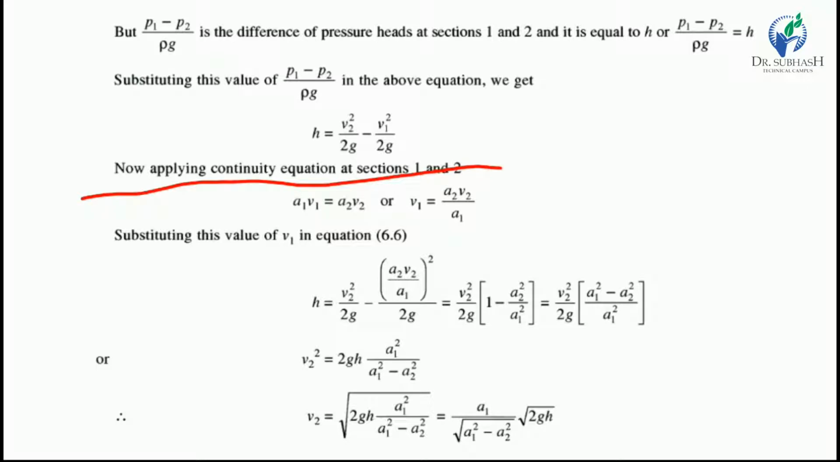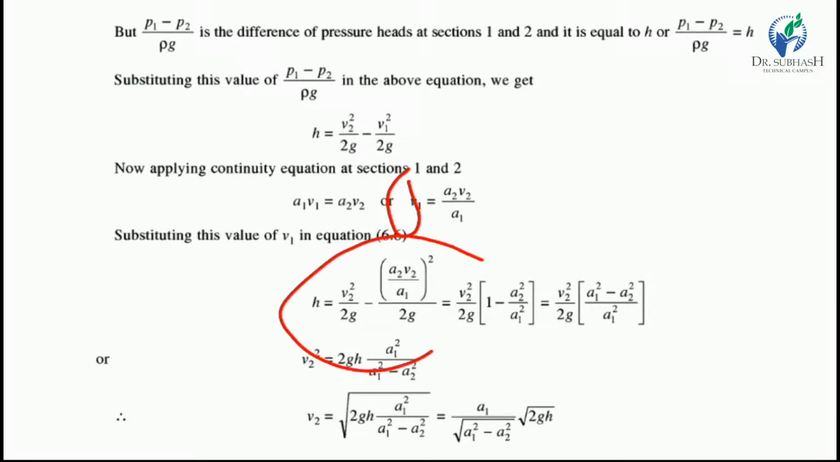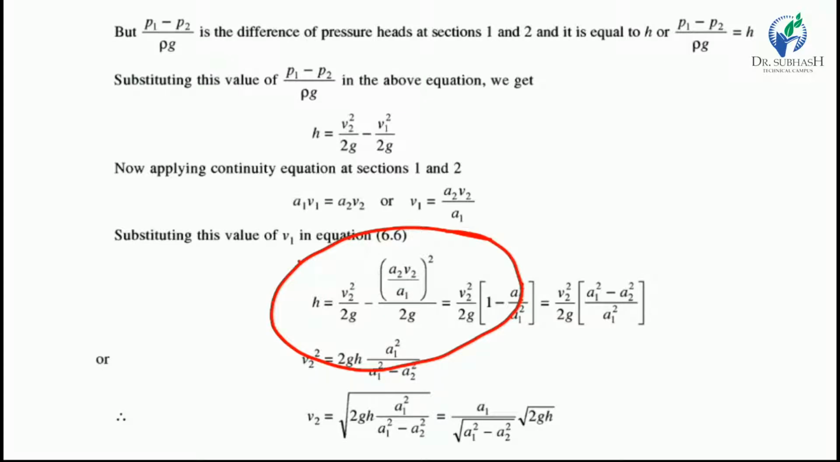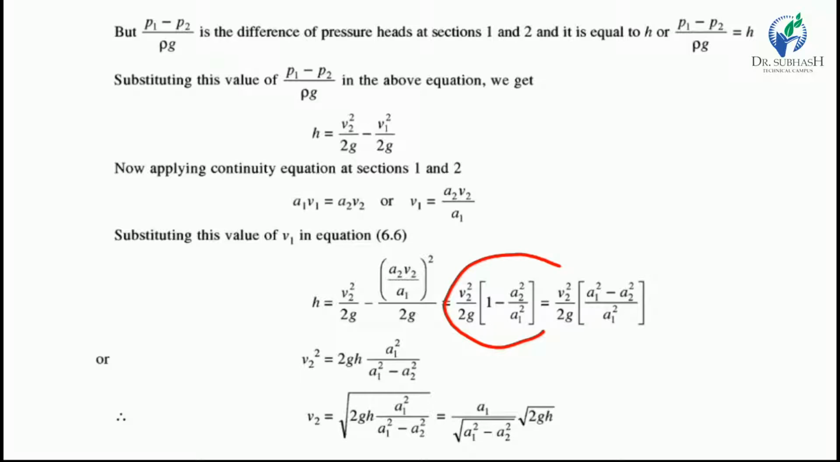Now we apply the continuity equation at section 1 and section 2. The continuity equation states that A1 V1 is equal to A2 V2. So we get the value of V1 from the continuity equation: V1 is equal to A2 V2 upon A1. Now put the value of V1 into this equation, and we get this equation. Now V2 square upon 2g is taken common, so in the bracket only 1 minus A2 square upon A1 square remains. So the equation is modified in this way.